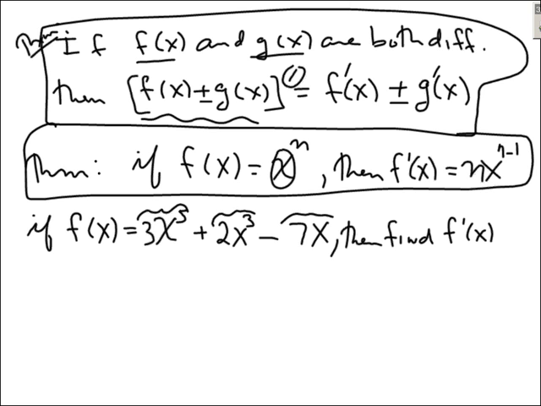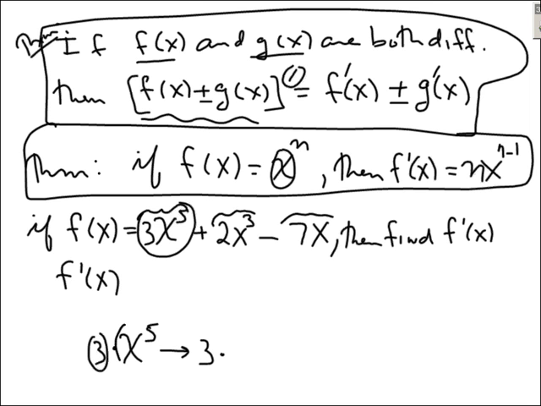If you're adding or subtracting many functions, take the derivative one by one and add them. Now, how might we find the derivative of the first term? Well, here we have a function times a constant. The constant multiple rule says keep the constant and multiply by the derivative of the function. So now we use this rule right here that says keep x, bring down the constant, the power, and make the new power one less.